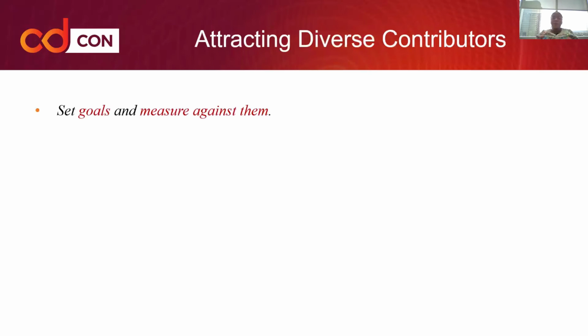Now, how do you attract diverse contributors? Set goals and measure against them. You have to know what you are aiming for if you are ever going to hit the target. Name your goals and put tracking and metrics in place so you can manage your progress. Include goals for diversity in project documentation, but don't just stop there. Communicate goals and actions to the community and ask the community to assist.